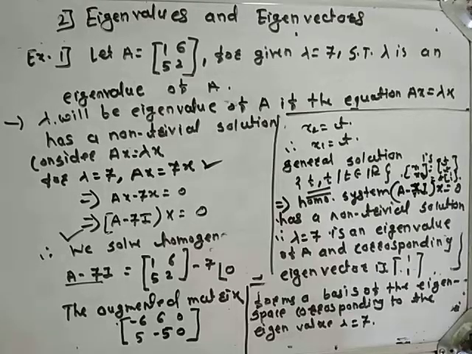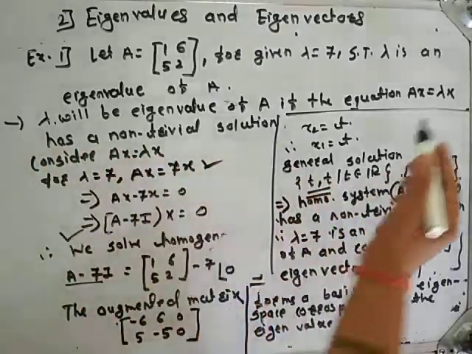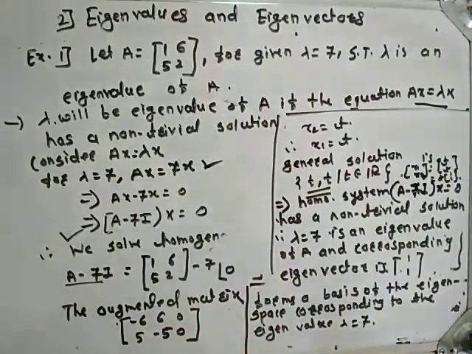Okay, students, we have to check whether lambda is an eigenvalue of A or not. For that, we have to find out whether this equation has a non-trivial solution or not. If this equation has a non-trivial solution, then lambda is an eigenvalue of A. If this equation has no non-trivial solution, then lambda is not an eigenvalue of A. Okay.